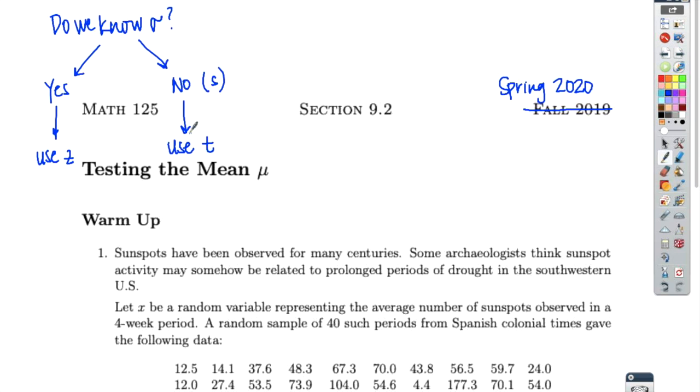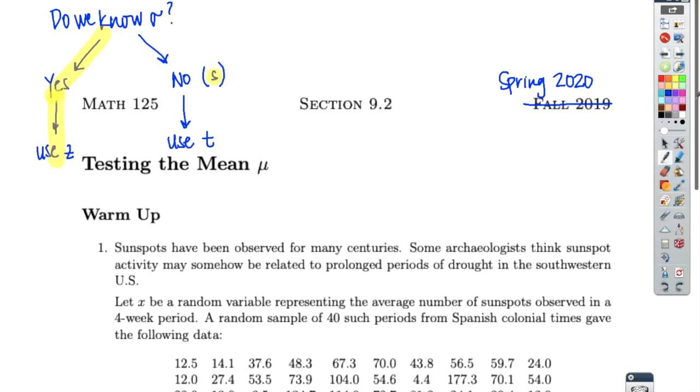That's pretty much exactly where we're picking up here in section 9.2. Last time, in section 9.1, we were using hypothesis testing to test the mean. In that case, we did know sigma, and we used Z. So today we're on the other branch of this tree. We're not going to know sigma. We will know S, but we won't know sigma, and we're going to use the student's T distribution.